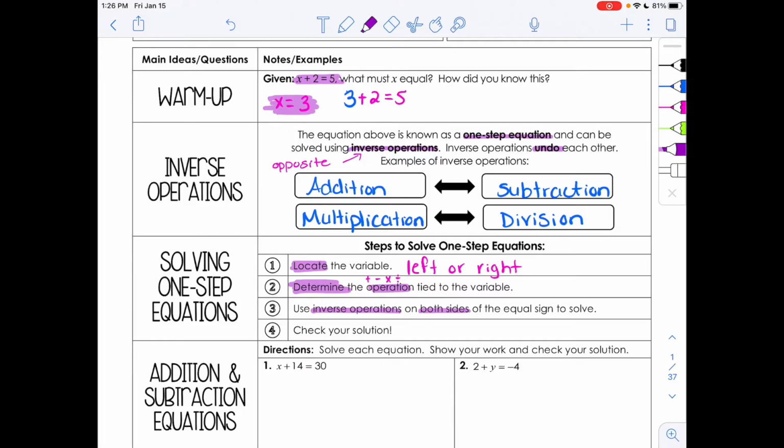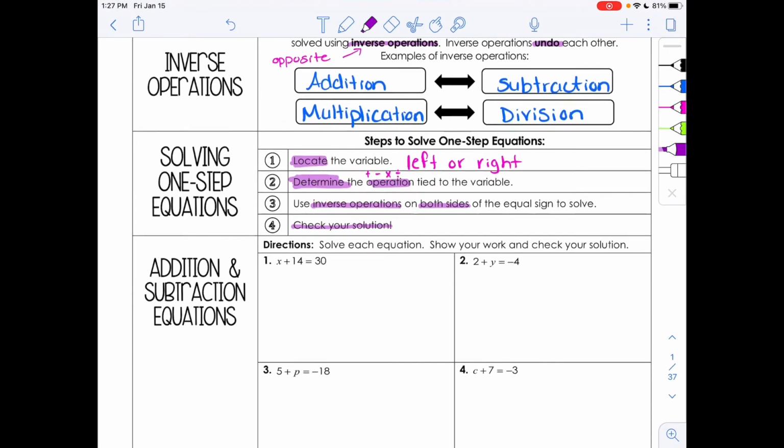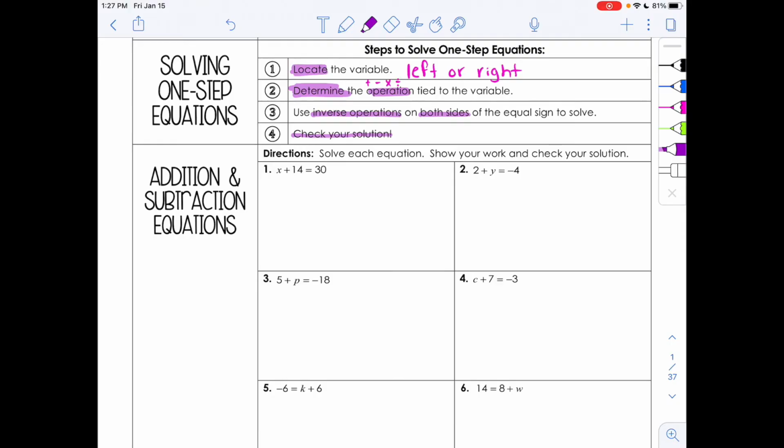Then step 4 is to check your solution. A benefit of solving equations is you'll always know if your answer is right or not, because you can take your solution, plug it back into your original problem to check to see if you're correct. Let's start looking at some problems and looking at how we can apply these steps.